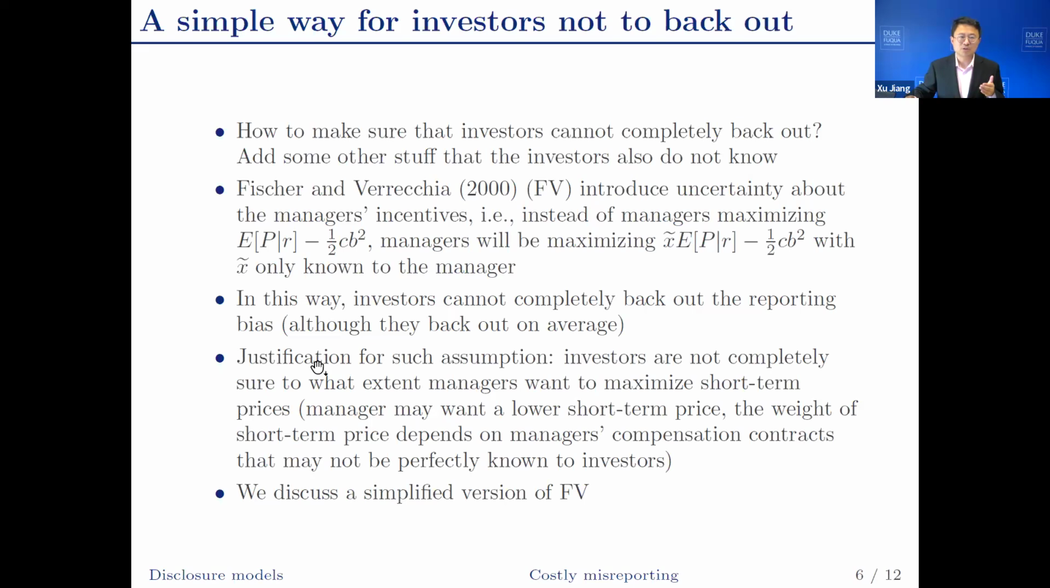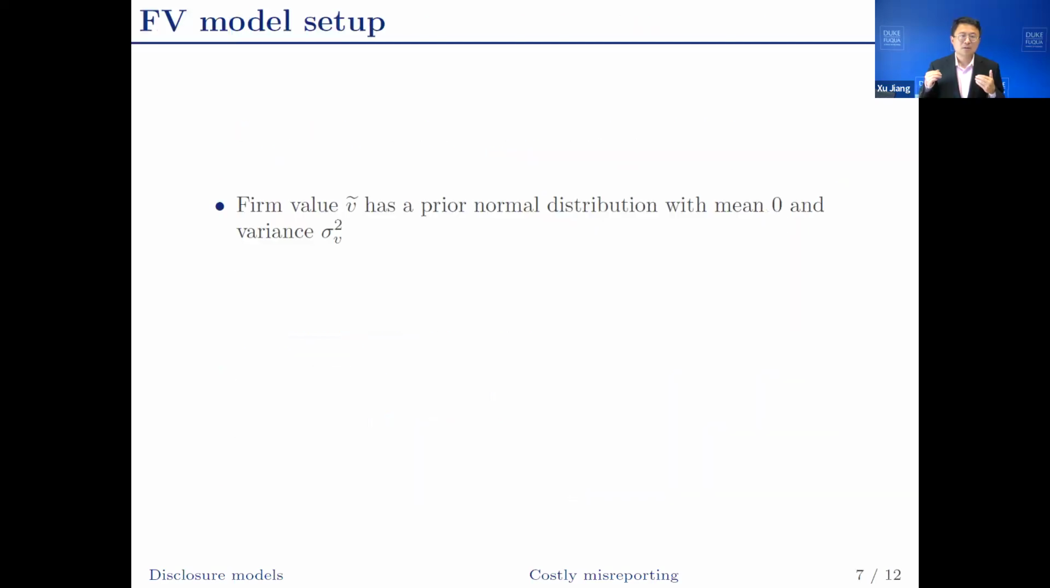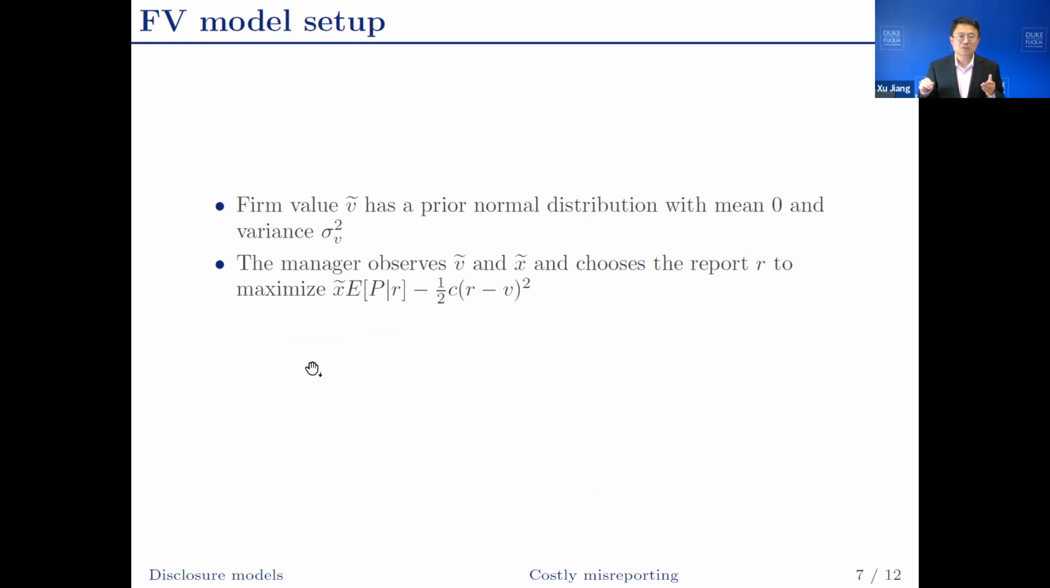We discuss a simplified version of Fischer and Verrecchia, which also ties closely to the simple misreporting model that we discussed previously. Let's assume firm value has a prior normal distribution with mean 0 and variance sigma V squared. Manager observes V, investors do not. This is their prior. The manager chooses the report to maximize the manager's objective function, which, as already discussed, is X times the expected value of P conditional on report R minus the lying cost.